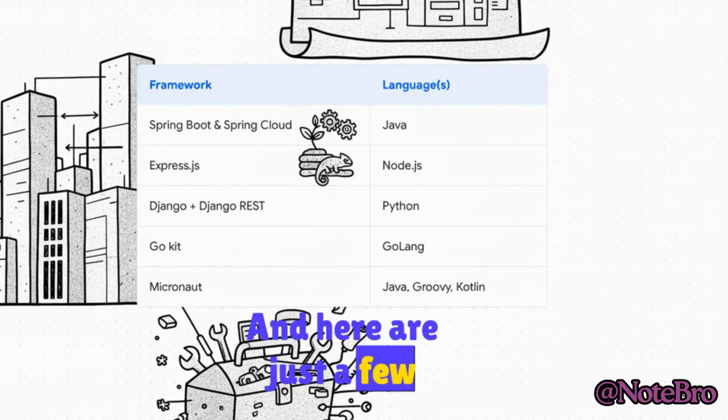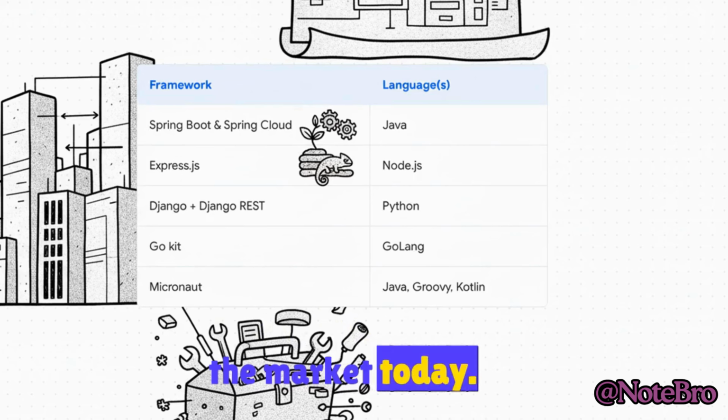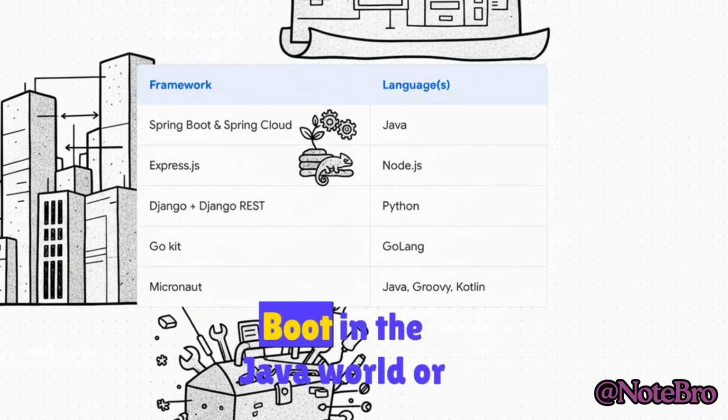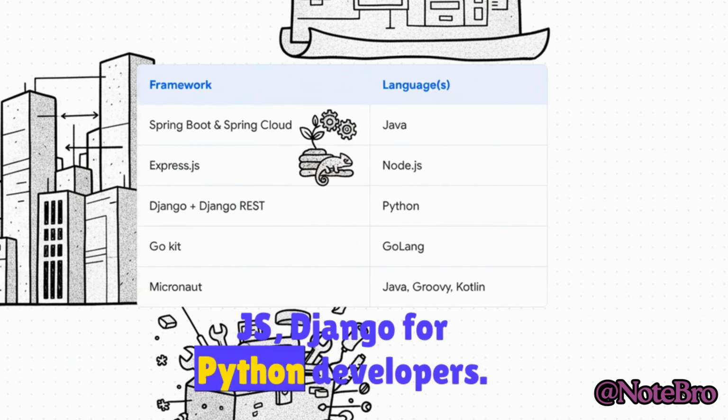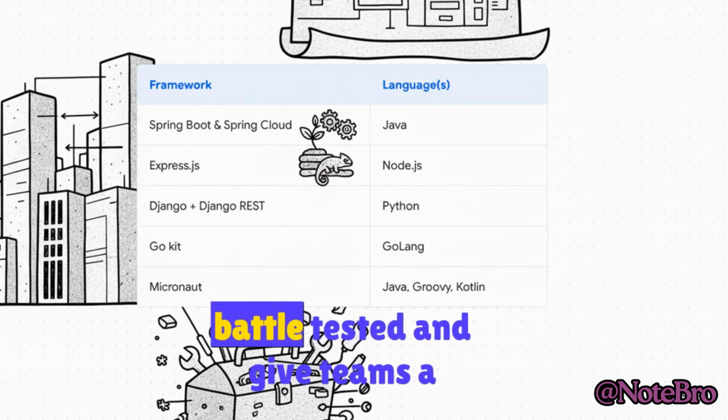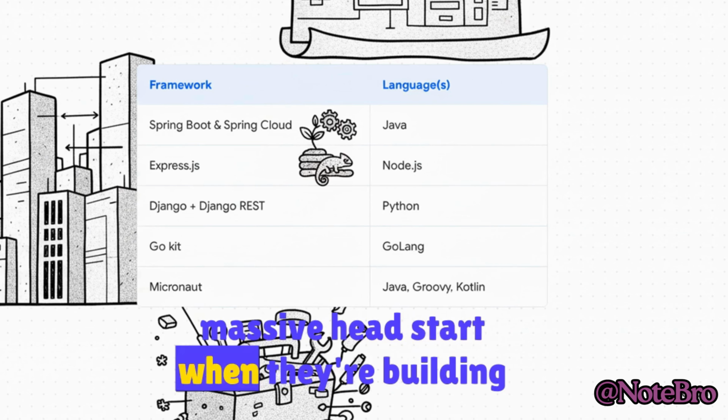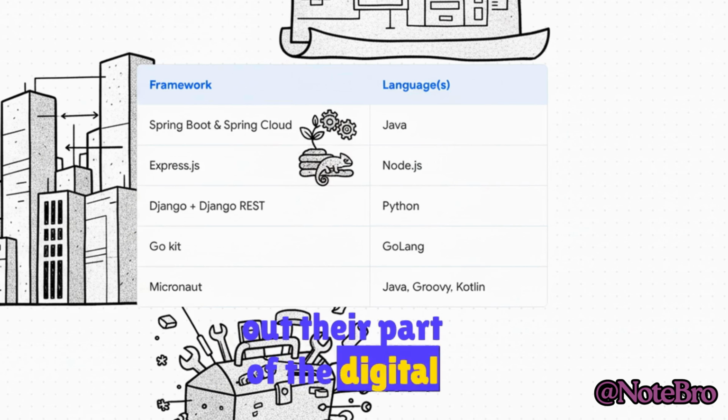And here are just a few of the most popular kits on the market today. You've got heavy hitters like Spring Boot in the Java world, or Express.js for anyone using Node.js, Django for Python developers. The point is, these kits are battle-tested and give teams a massive head start when they're building out their part of the digital city.